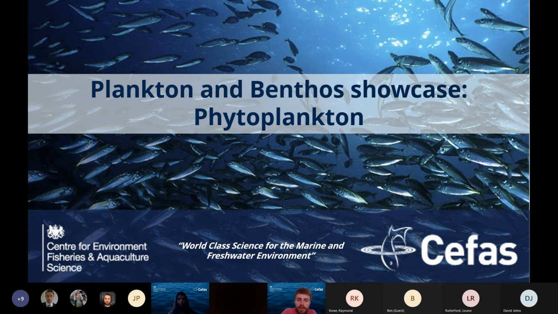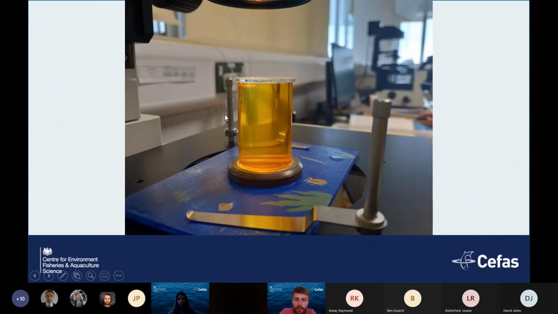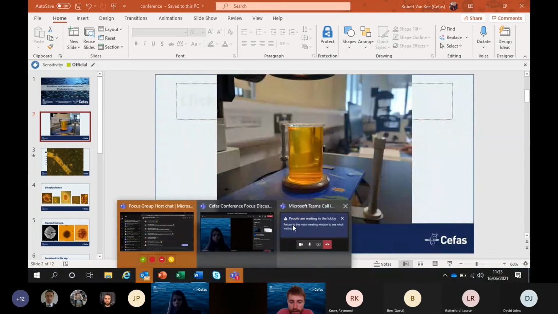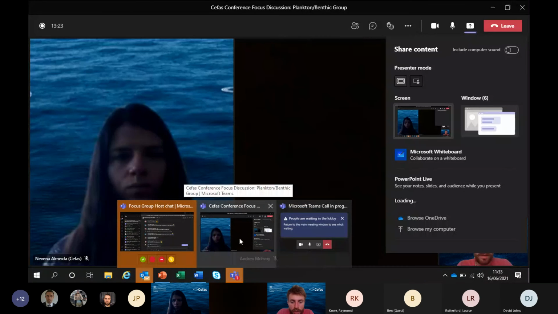So the Utermöhl method involves one of these small plastic settling chambers. We'll put a preserved water sample containing our plankton in here, and then we'll slip a glass cover slip over the top of it and allow it to settle for a certain amount of time. Then underneath here is the objective on our microscope, which will go up through the bottom and we can analyse it there.